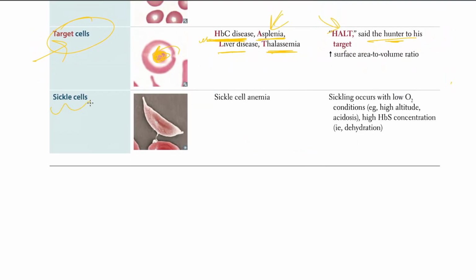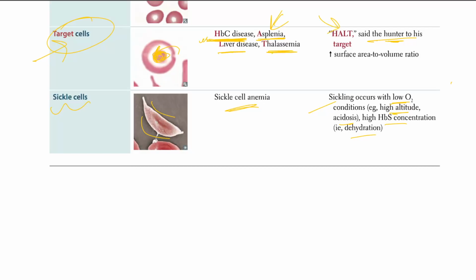What do we have? We have the sickle cells. Sickle cell anemia, sickling of the cell. Sickling occurs with low O2 conditions, like in high altitude and acidosis, and high HbS concentration, like dehydration.